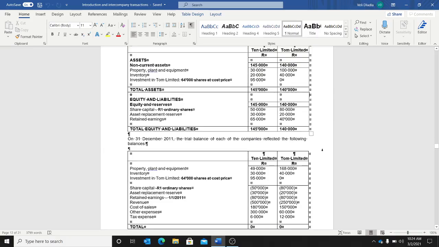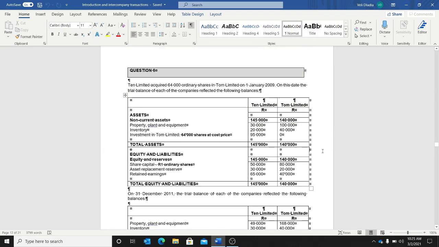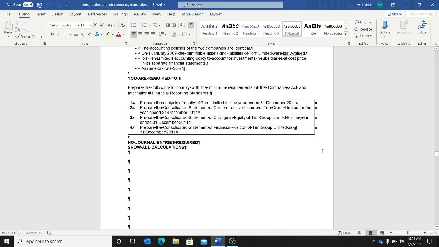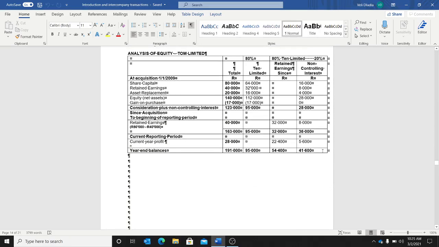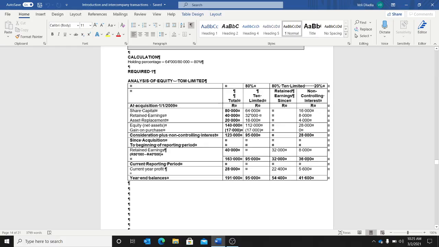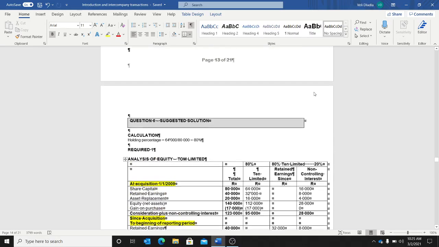Now, the first thing is the analysis of equity. Let me just explain the analysis of equity so that you know what you are dealing with. This is what we call an analysis of equity. So this thing has got three dates. Date number one is this one. And then date number two is this one. And then date number three is this one. Right. Let's look at the first one, at acquisition. At acquisition, it's this part here.